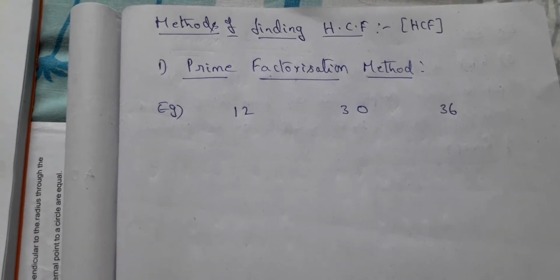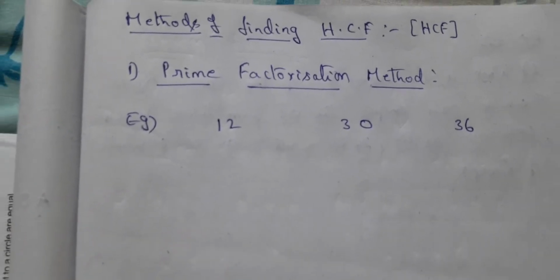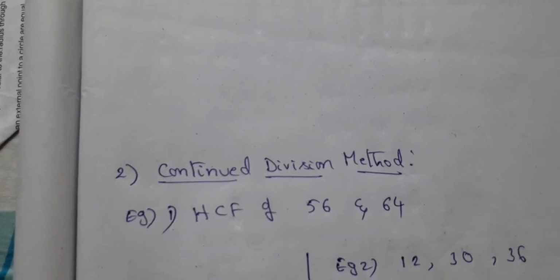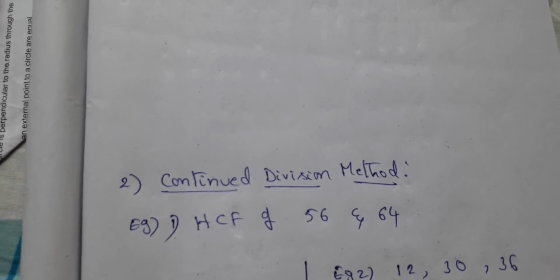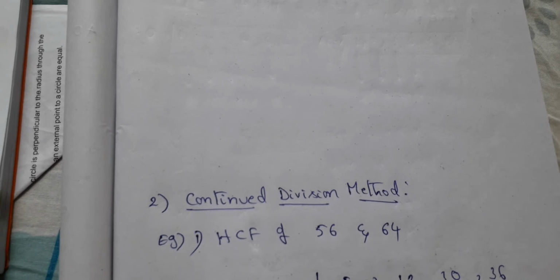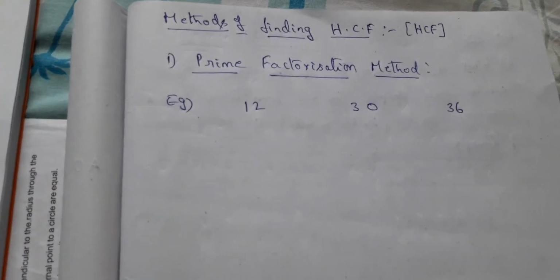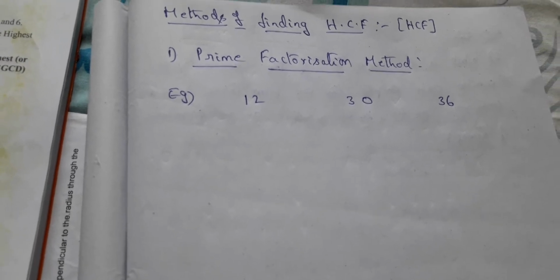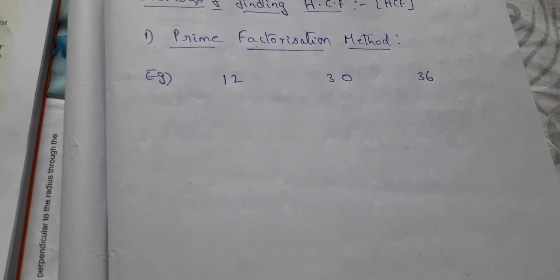There are two methods of finding HCF. One is the prime factorization method and the other is the continued division method. So, what are the two methods? Prime factorization method and continued division method. So, there are two methods. Prime factorization method, we have already seen this. Now, let us see how to find out the HCF.